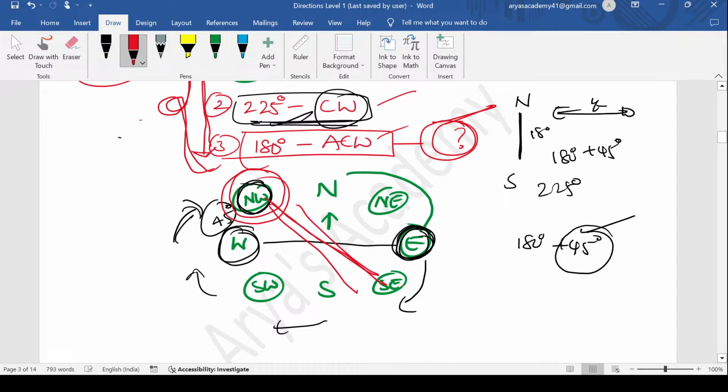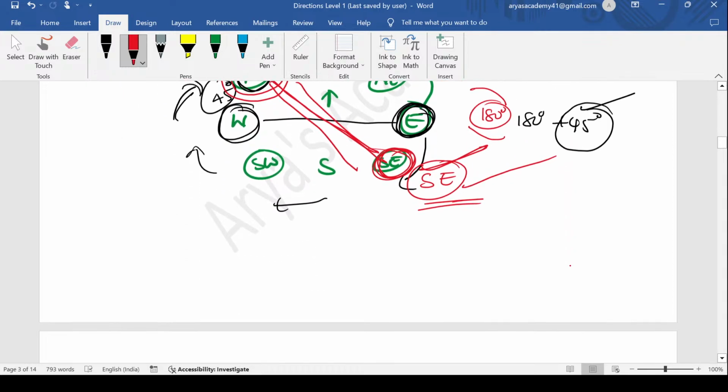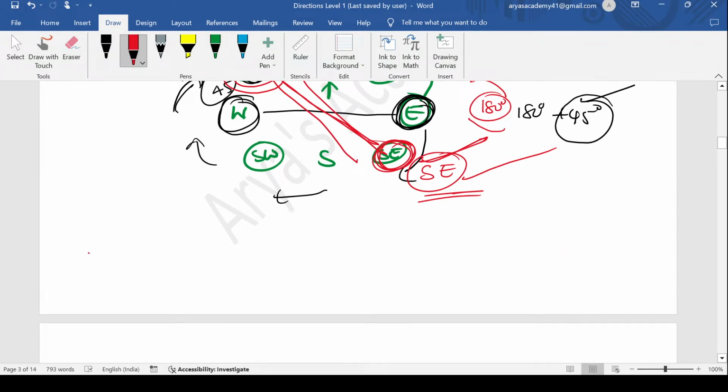This is the exact opposite direction. Whether you rotate clockwise or whether you rotate anti-clockwise, 180 means you will go exactly opposite direction. So for northwest, the exact opposite direction is southeast, and the correct answer for this question is southeast. So many of you answered it right. Means you got the concept correct. You have to understand one point.